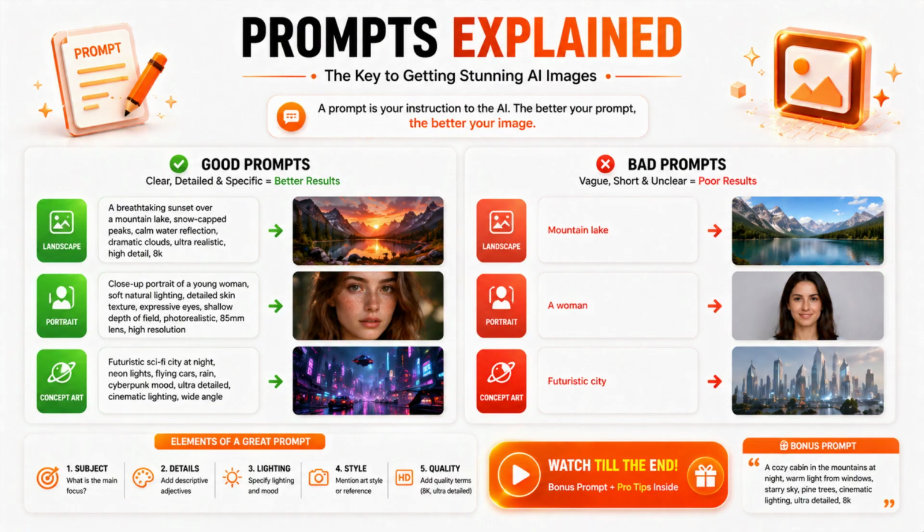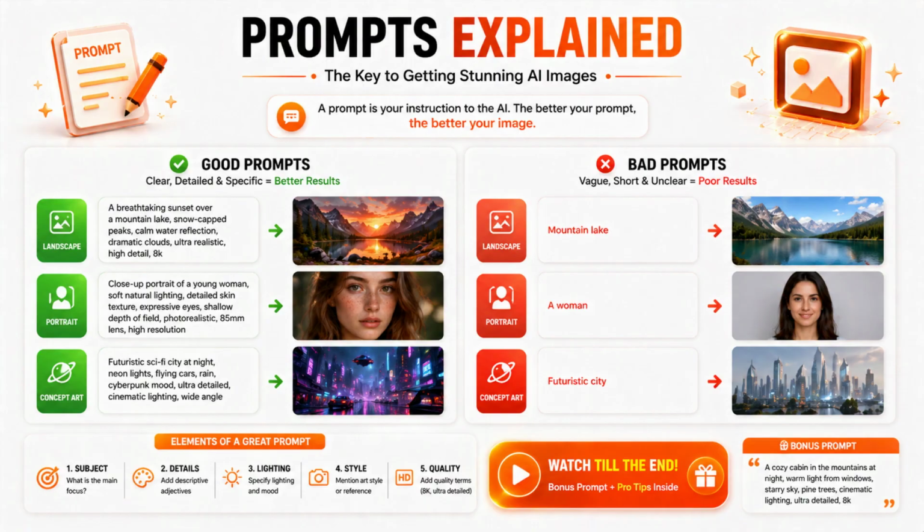Instead of saying mountain lake, say a breathtaking sunset over a mountain lake, snow covered peaks, calm water, reflection, dramatic clouds, ultra realistic, high detail 8K image. Now you are guiding lighting, mood, and quality. Instead of a woman, try close-up portrait of a young woman, soft natural lighting, shallow depth of field, photorealistic, 85mm lens, high detail. Now this looks like a professional DSLR quality photo shoot.